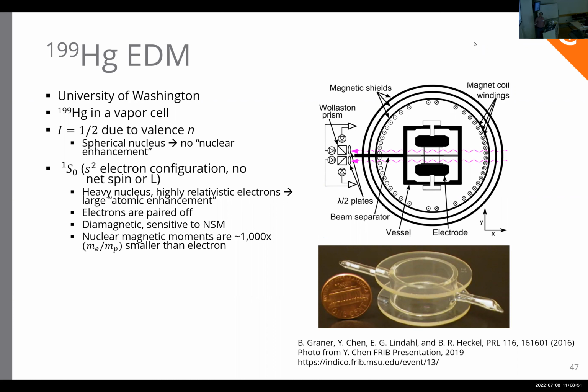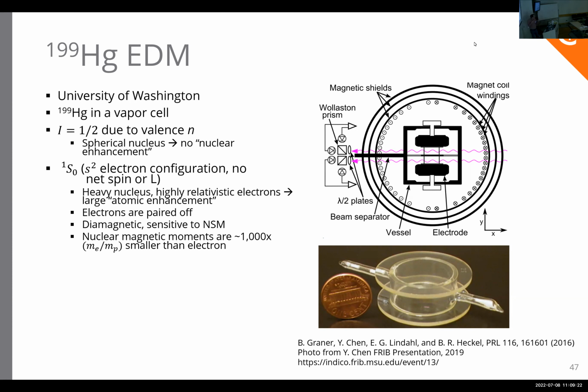And mercury has a reasonably high vapor pressure at room temperature. It's a liquid at room temperature, and some reasonable fraction in equilibrium is in the gas phase. So you can just have gaseous mercury at reasonably high density in a vapor cell. This is actually full of mercury vapor, mercury gas atoms. This isotope of mercury has a nuclear spin of 1/2.